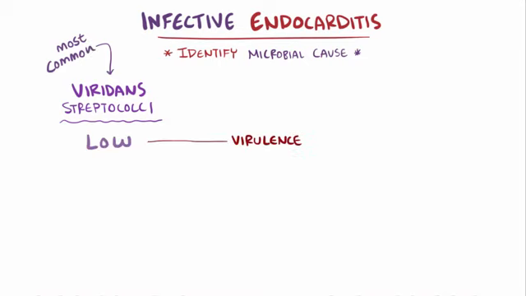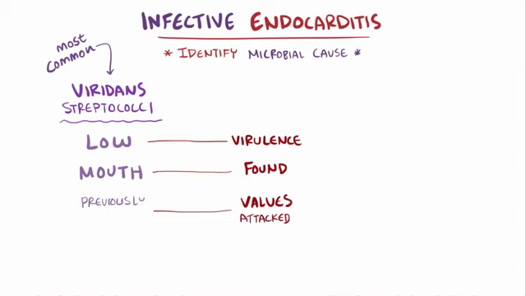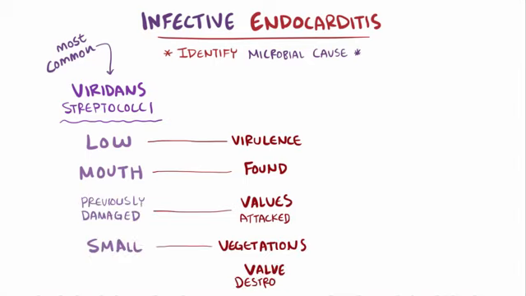Its virulence is low, it's found in the mouth, and they usually attack valves that have had some previous damage, usually resulting in small vegetations which don't destroy the valve.